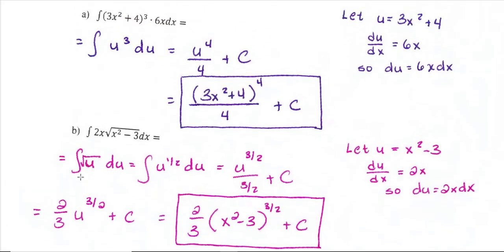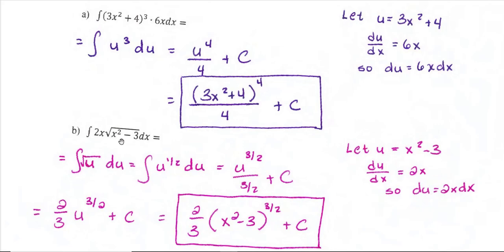Now, what did I say? I said we want to pick u to be the thing that's being raised to a power. Well, as you can see here, nothing's being raised to a power, except this radical is really being raised to the 1/2 power. So we'll let u be x squared minus 3. Then our du dx, our derivative of u with respect to x, would be 2x. So if I multiply both sides by dx, I would see that du is equal to 2x dx.